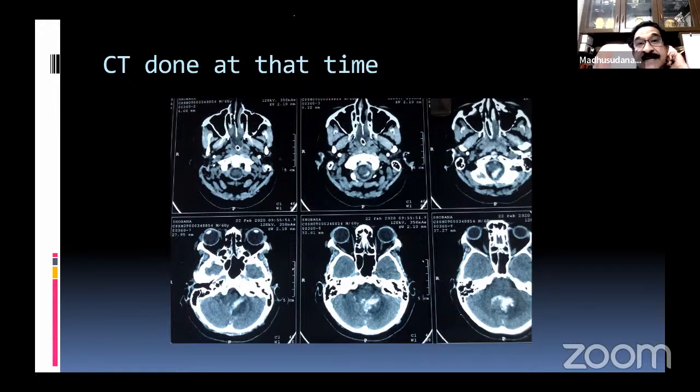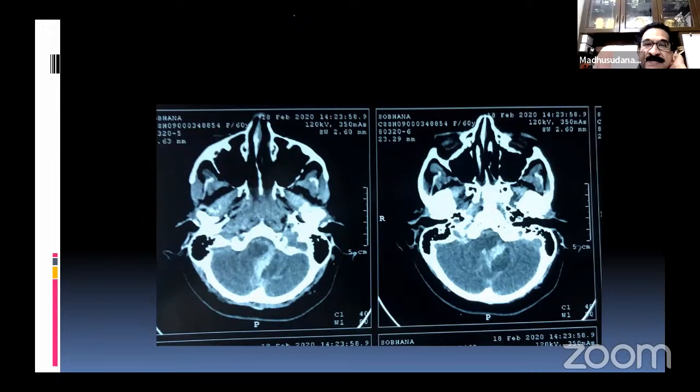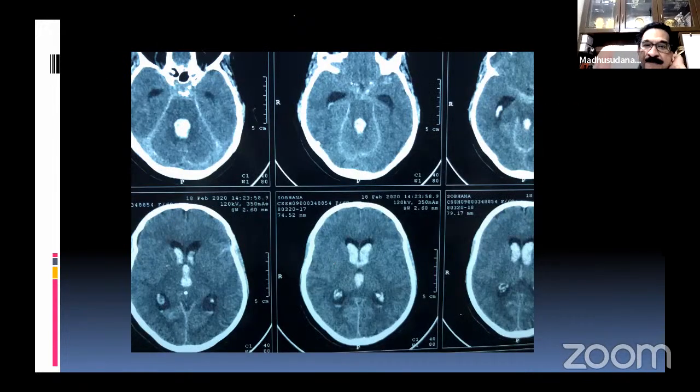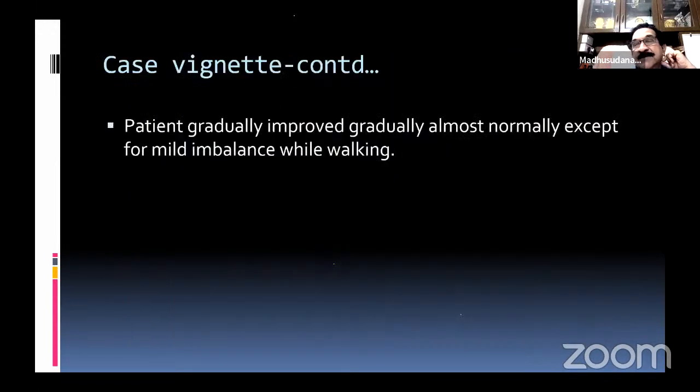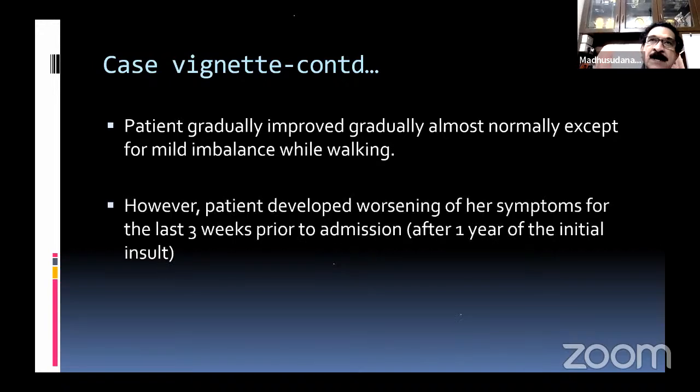This is the CT picture at that time when she was admitted in the hospital. She's got a significant cerebellar hemorrhage with intraventricular extension. So she survived. There is no aneurysm on the angiogram. The patient gradually improved over time, almost normally, except for mild imbalance while walking. That was left. She wasn't bothered about it.